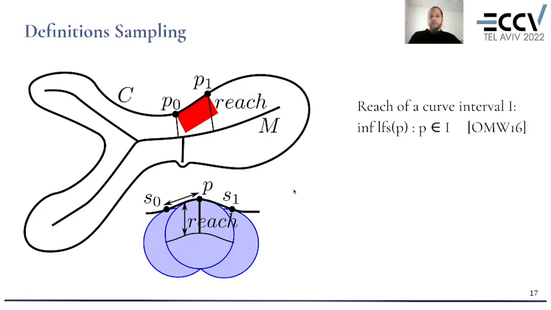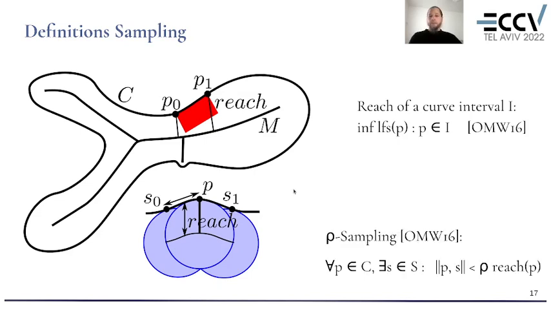we can say that rho sampling, which we proposed in 2016, requires that a point has to be within a distance of rho fraction of the reach of P. So this is similar to a local feature size, but later we will see that this has advantages in how many points are required to sample a curve in order to reconstruct it.